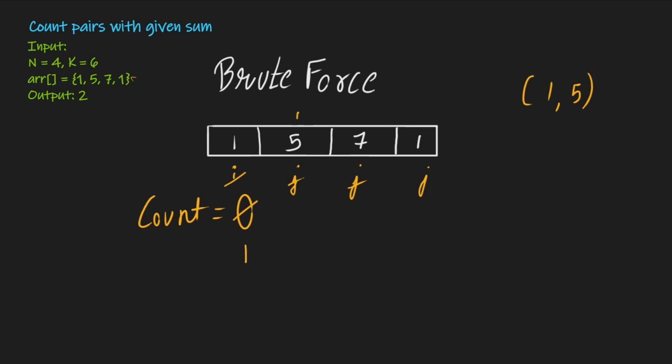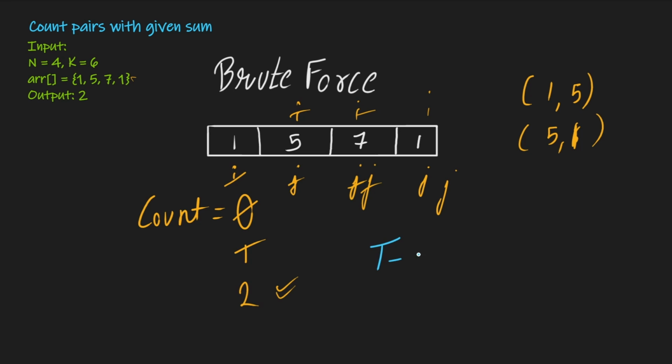i will move to the next position and j will come here. So 5 plus 7 is equal to 12, not equal to 6. j moves to the next position. 5 comma 1, that is 6. We are going to include this pair and the count becomes 2, and j comes out of bound. i will move to the next position. 7 plus 1, not a pair. i will move to the next position and there is no pair to be found here. So the total count is 2 and we have found our answer, that is 2, which is the number of pairs whose sum is equal to 6.